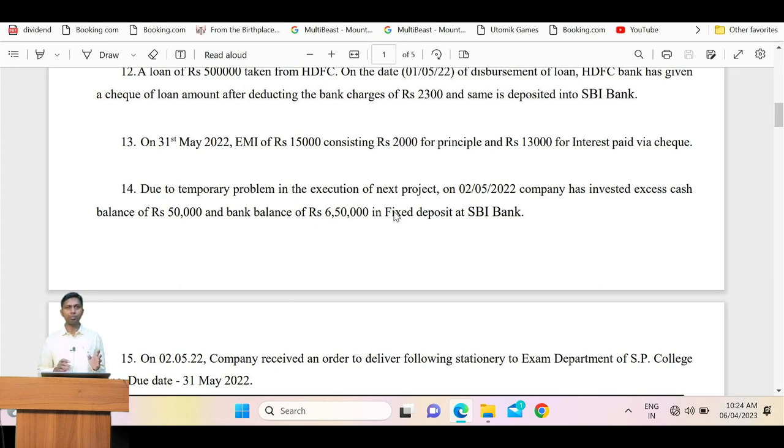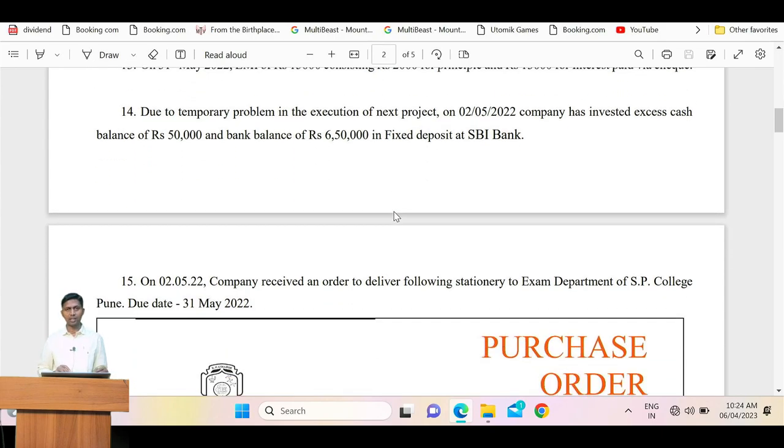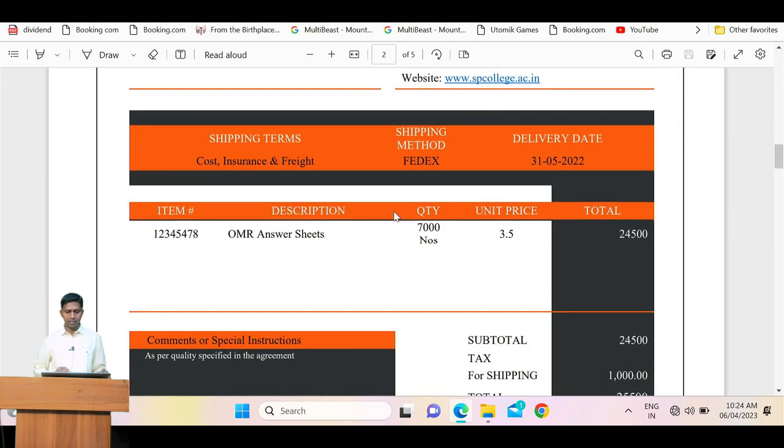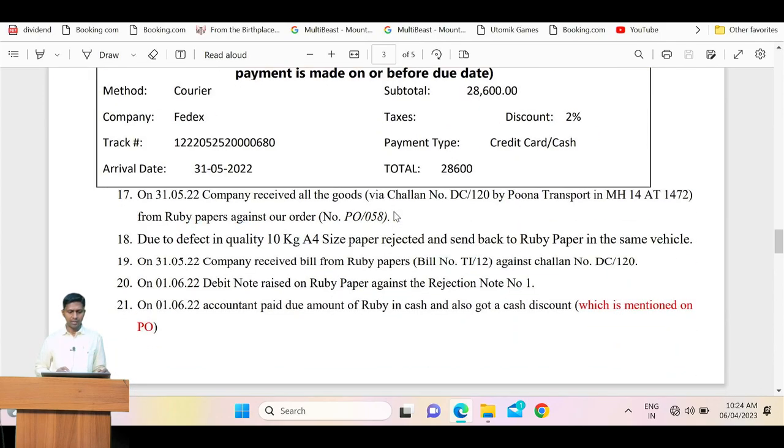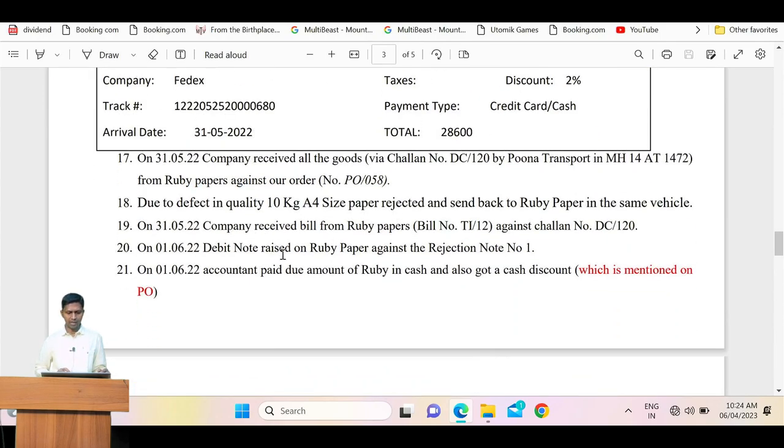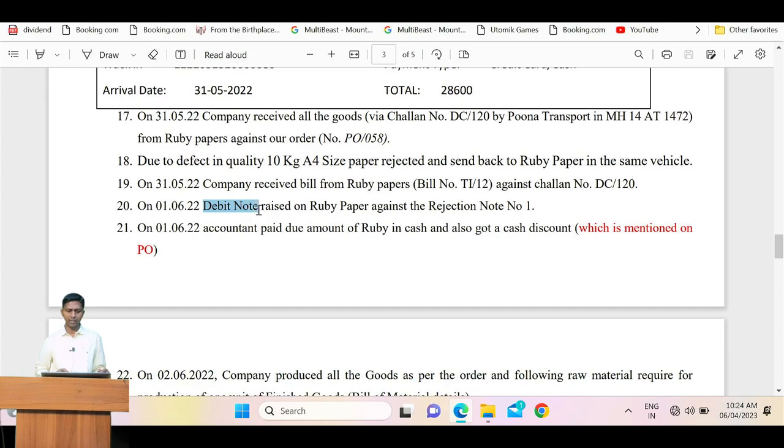Then investment related. If you have extra cash, there is no need to keep that extra cash in current or in your cash box. Just invest it somewhere. So many options of investment you will find, but here we'll take the most popular option, that is fixed deposit. If you invest your cash in fixed deposit, how to record that transaction, and how to record interest on that FD, we'll see here. Then here I already clarified.